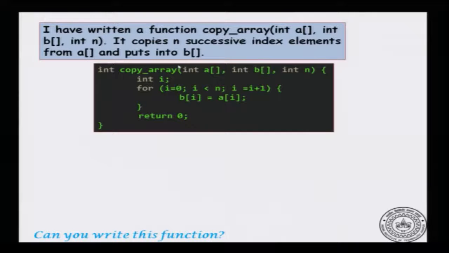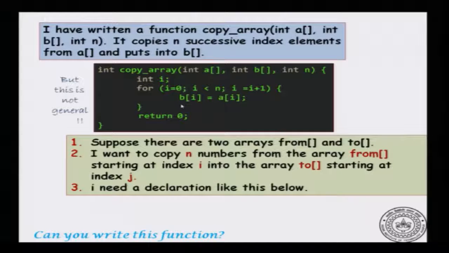I can easily write it in the following function as int copy array (int A, int B, int n), and then I have one variable to keep track of the index, and that variable goes from 0 to n. For i equal to 0, i less than n, i equal to i plus 1, and then I simply say B[i] equal to A[i] within the loop. So, this would copy whatever A[i] is into the location B[i]. So, once the loop executes, I would have copied n elements from the array A to the array B.